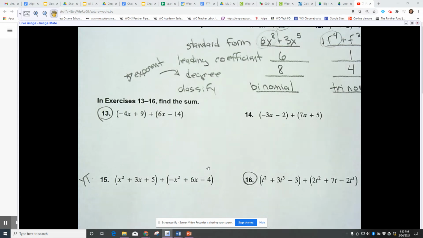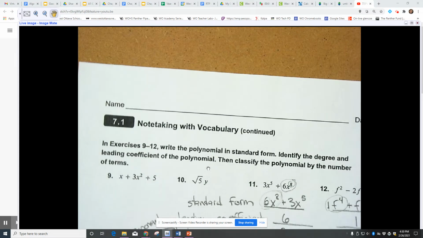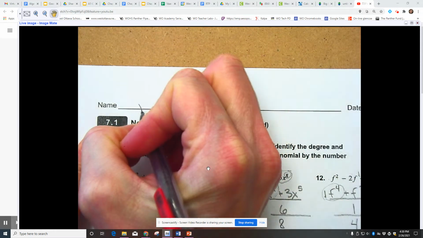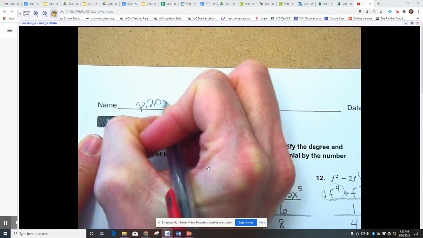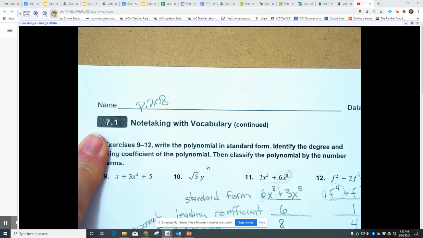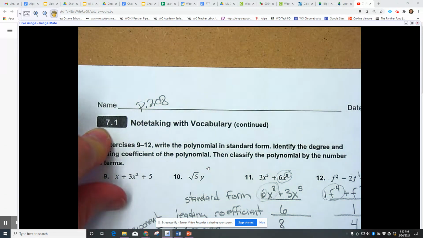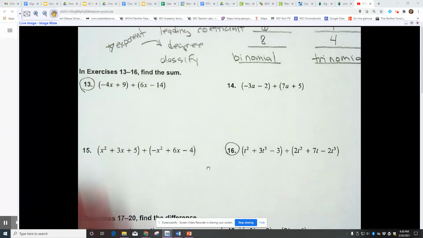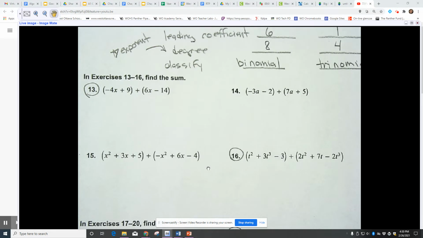Hi everyone, this is the second video for section 7-1, and we are continuing on page 208. So we already talked about classifying polynomials, finding standard form, leading coefficient, all that stuff. Now we're going to do some operations on polynomials.